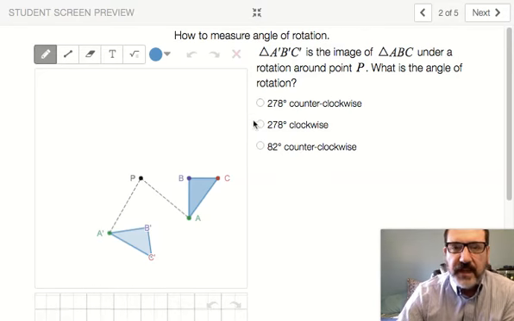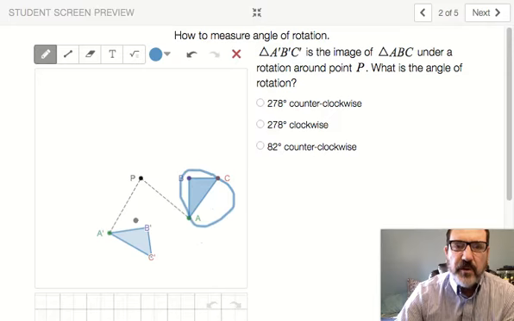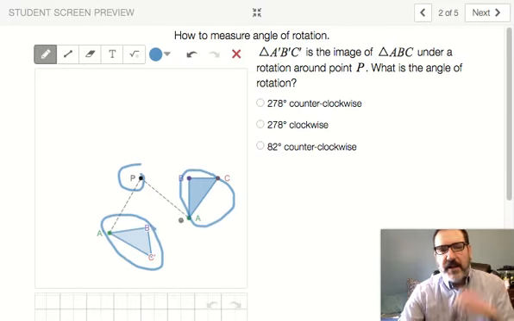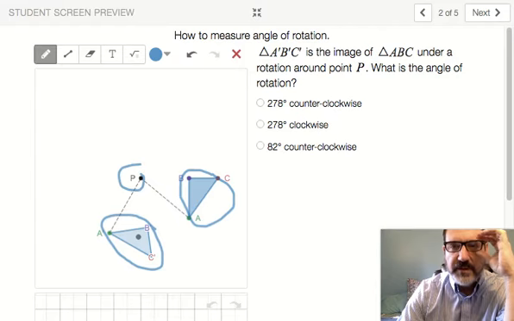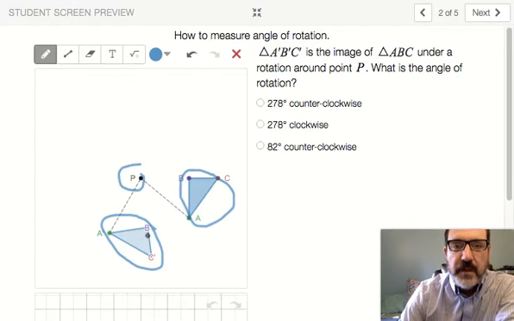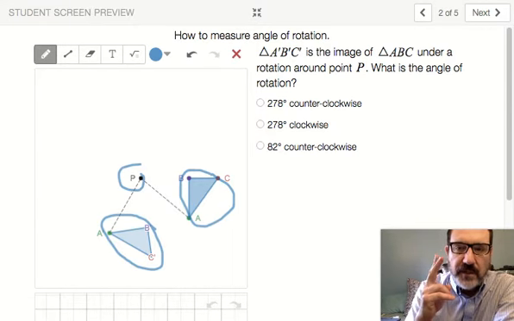Folks, this is saying that if you have a pre-image, ABC, and you rotate it around point P, and it lands here, A prime, B prime, C prime, that's the image of the pre-image after it got rotated. So how far did it get rotated? And which way did it get rotated? You've got to think about both of those things.